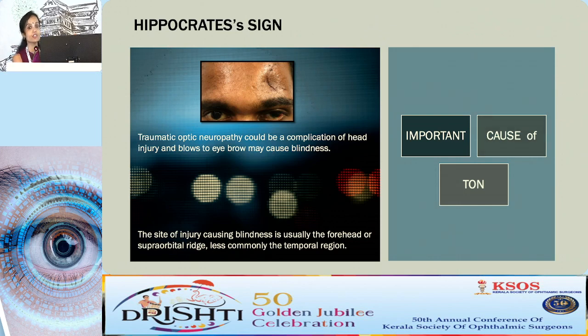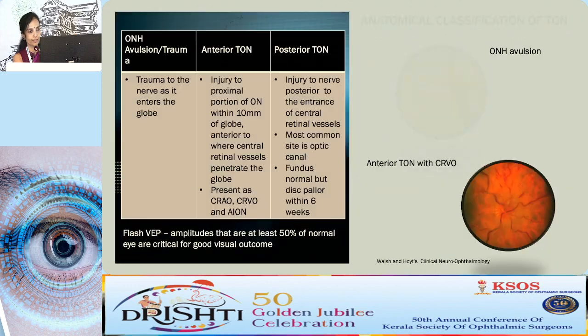So if you have any patient who's walking into your OPD or who's brought with a scar which is involving the medial 2/3 and the lateral 1/3 of the eyebrow, there is a very high chance that the child or the person may be having a traumatic optic neuropathy. And the site of injury is usually the forehead or supraorbital ridge, and less commonly the temporal region. So blows to the eyebrow are an important cause of traumatic optic neuropathy.